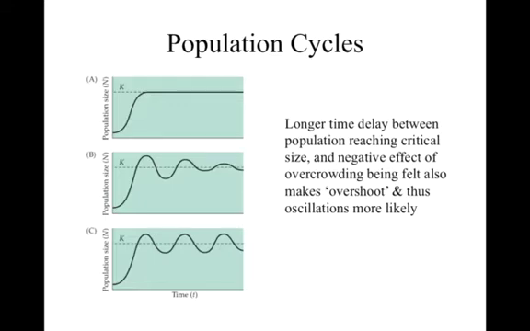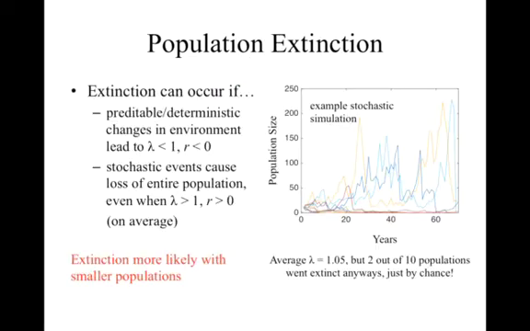And again, it's exactly the same as when I increase my growth rate, I go from having a stable population size to damped oscillations to limit cycles to chaos. I can do the same thing by making that time delay longer and longer and longer. I go from having a stable population to damped oscillations to sustained oscillations to chaos.